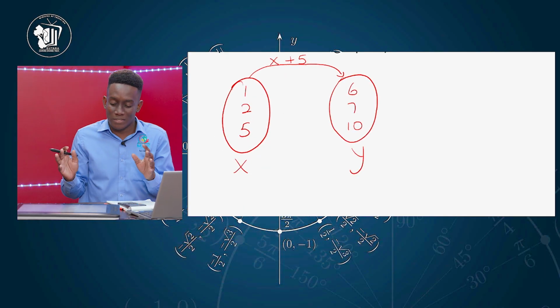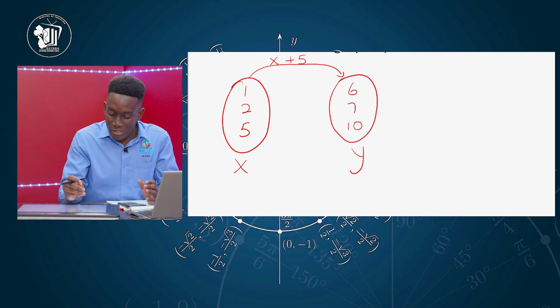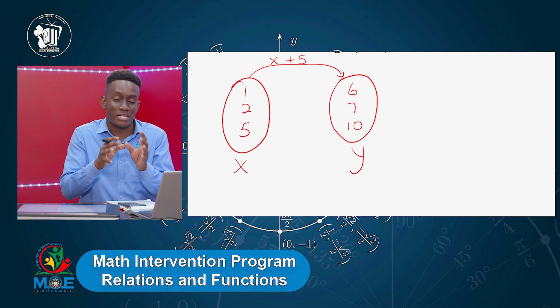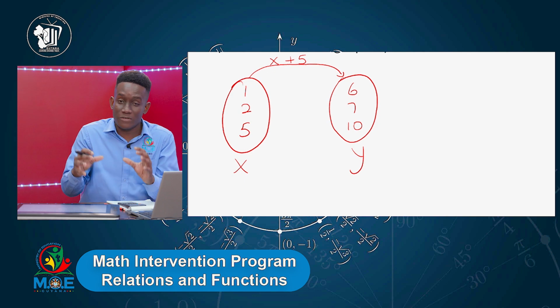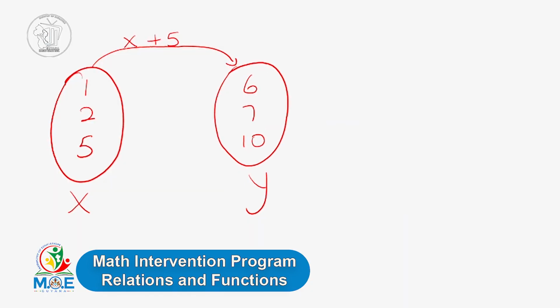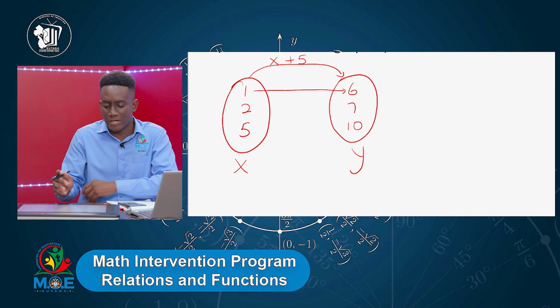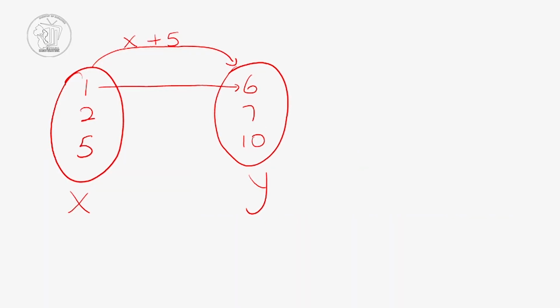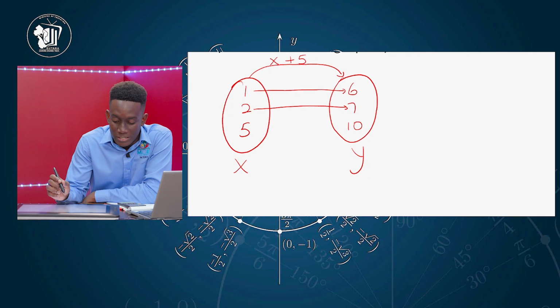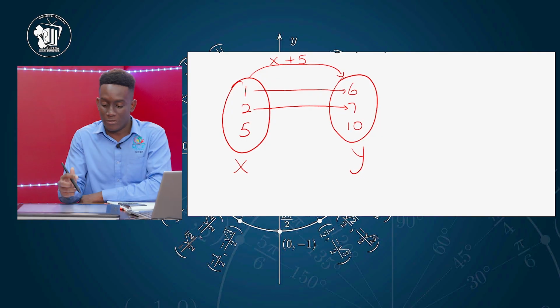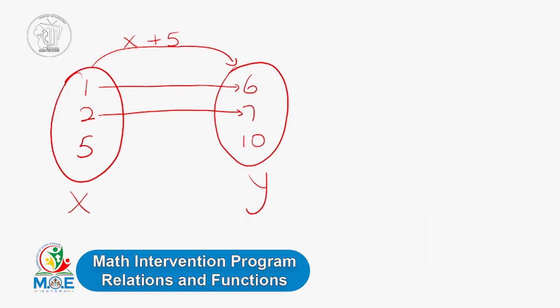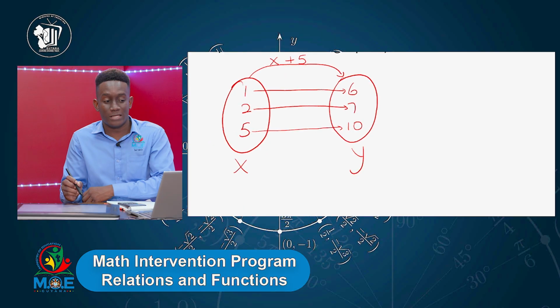So for the first value in X, we have 1, and we can see the rule is X plus 5. So in this case, instead of X, it will be 1 plus 5, which will give you 6. So we'll take an arrow and draw from 1, and we go straight to 6. And then for the second one, we have 2. So this will be 2 plus 5. So we take an arrow and we draw from 2, and we go straight to 7, because 2 plus 5 will give you 7. And then for the last one, 5 plus 5 would give me 10. So I take an arrow and draw from 5, and I go straight to 10.